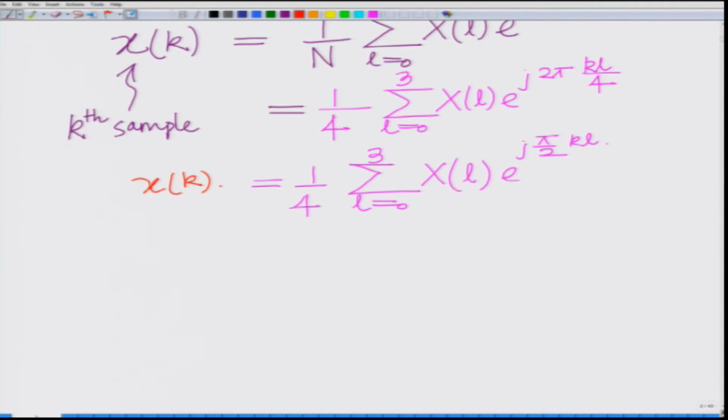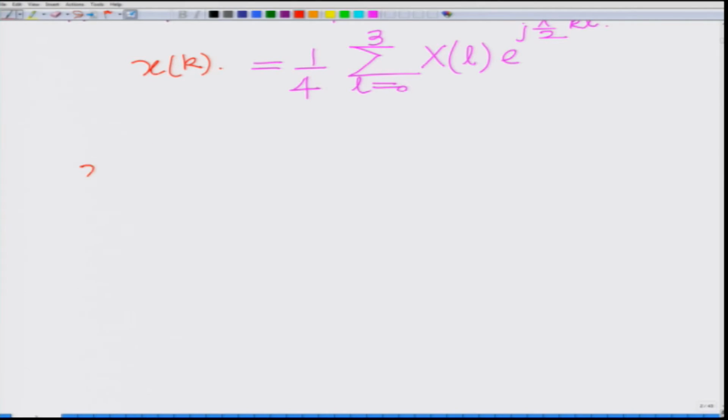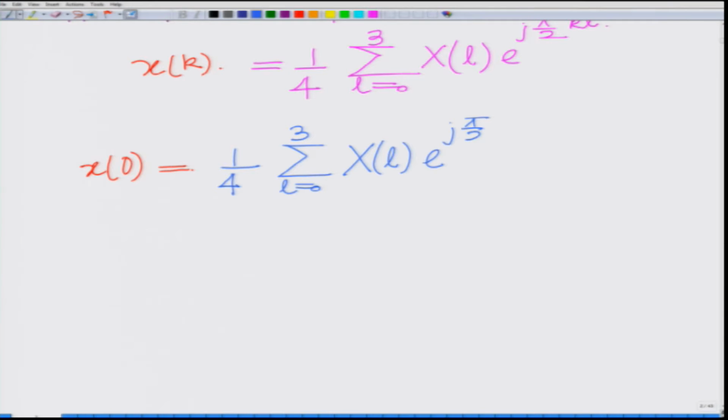Capital XL is the symbol loaded onto the lth subcarrier, and the time domain samples are given by the IDFT of the symbols loaded onto the subcarriers. So we have the symbols loaded onto the subcarriers. Let us now find what the corresponding time domain transmitted samples are. Let us start with the sample x of 0, that is, the sample corresponding to time index 0, that is 1 over 4 summation L equal to 0 to 3 XL e raised to j pi by 2 k.